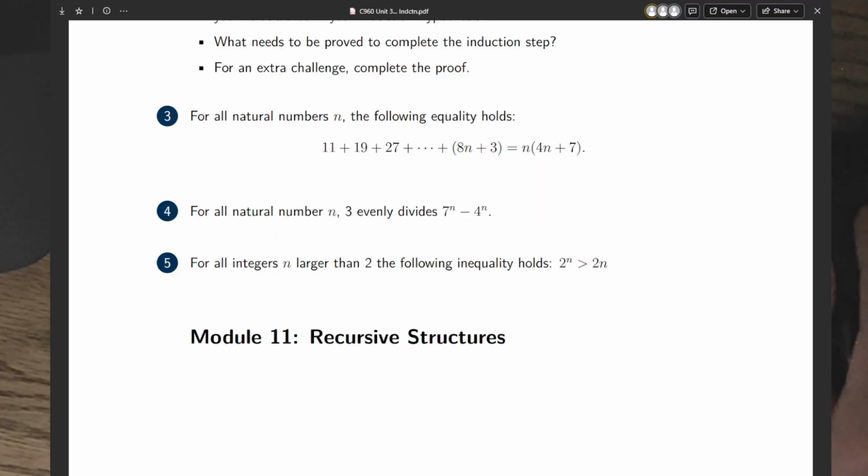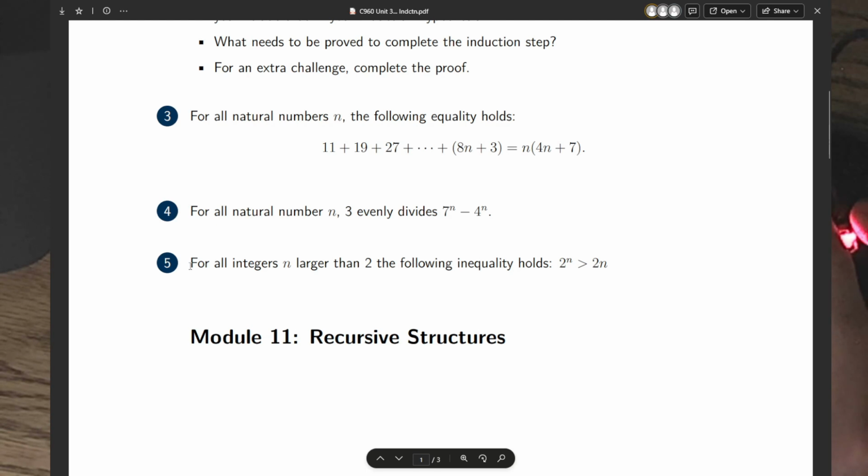Alright guys, we're going to finish up with this last induction problem. For all integers n larger than 2, the following inequality holds: 2 to the power of n is larger than 2 times n. Now, this may seem like common sense to a lot of people. Obviously, if we graphed both of these, we could very clearly see that this exponential function grows, well, exponentially larger than this linear function. But we can also prove it by induction. So let's go through starting that here.